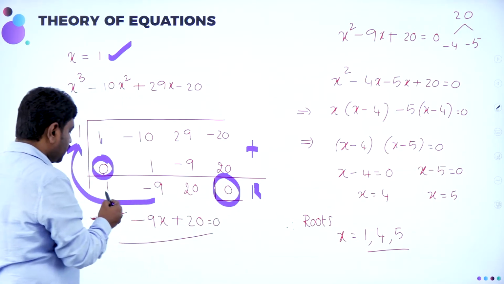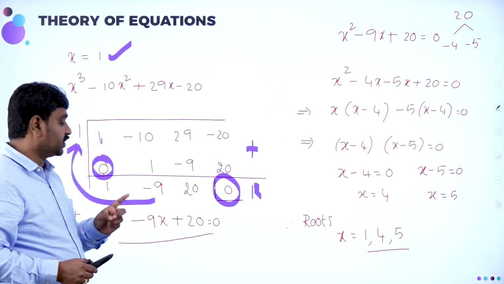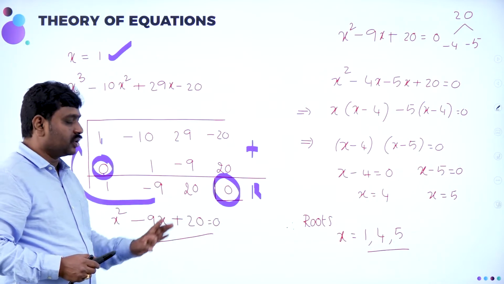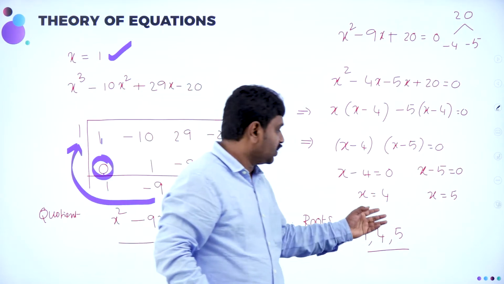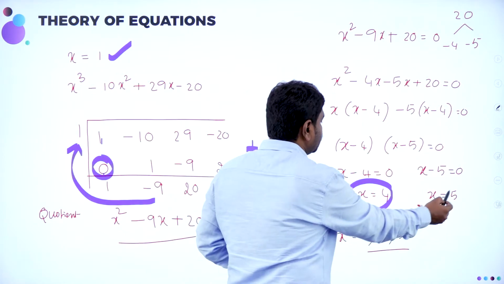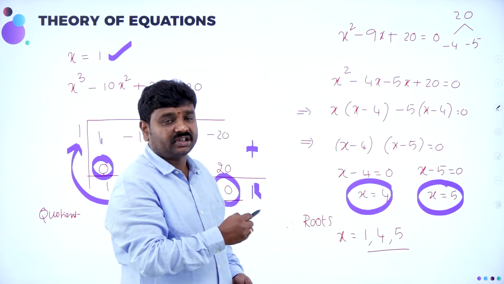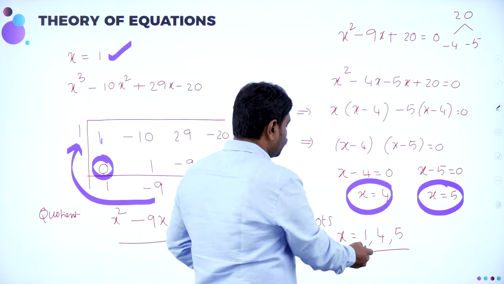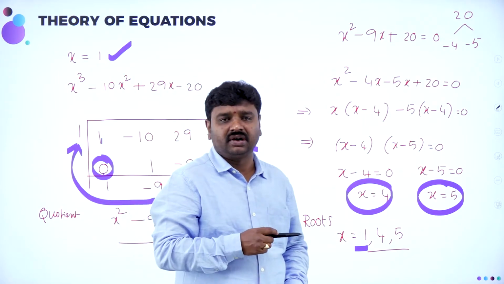So now 1, minus 9, 20 are the coefficients of the quadratic equation: 1x square minus 9x plus 20 is equal to 0. Now you solve it. You know how to solve a quadratic equation by the factorization method. You got 2 more roots. What are the 2 more roots we got? One is 4, the other one is 5. These 2 roots we got by factorizing the quadratic equation, that is, by synthetic division we could arrive. But the first root we got by inspection. So all 3 roots are distinct and real.